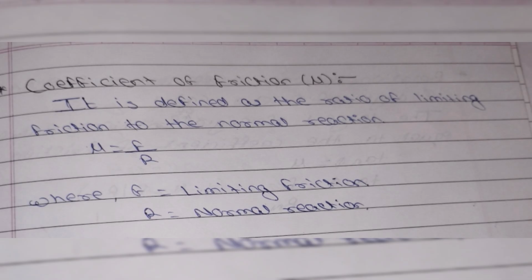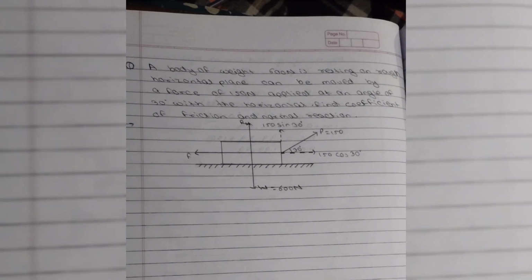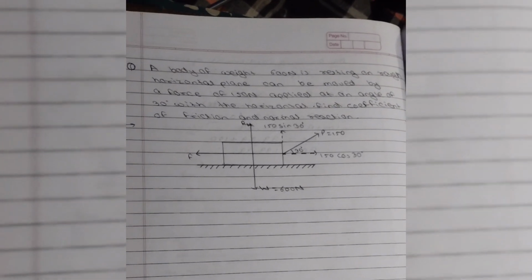Next is the coefficient of friction. It is defined as the ratio of limiting friction to the normal reaction. It is denoted by the symbol mu. Mu is equal to F upon R, where F is limiting friction and R is normal reaction. So let's see the problem on friction on a horizontal rough surface.